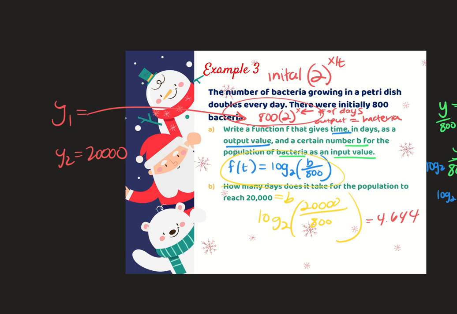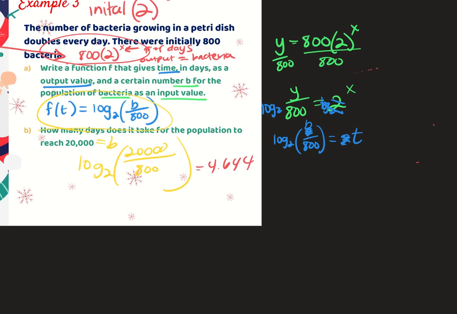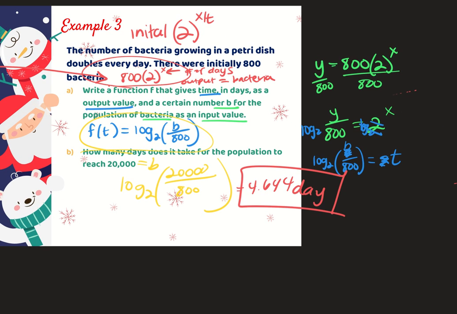But this is in terms of days, right? How many days? Can a day be a decimal? Does that need to be rounded? It does not need to be rounded. We get to keep it. Okay. It didn't say on what day. That would be different.